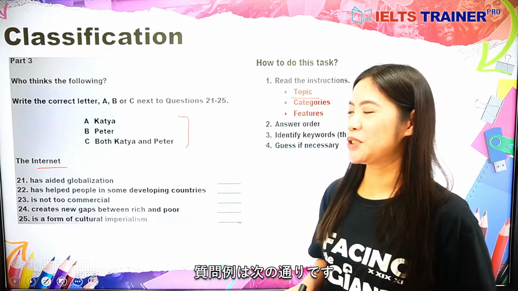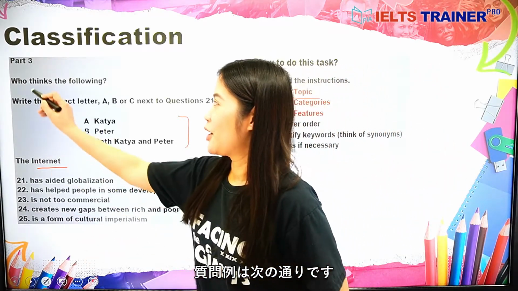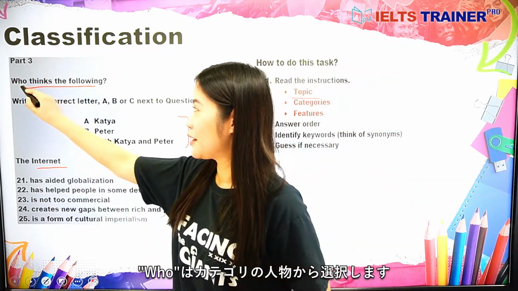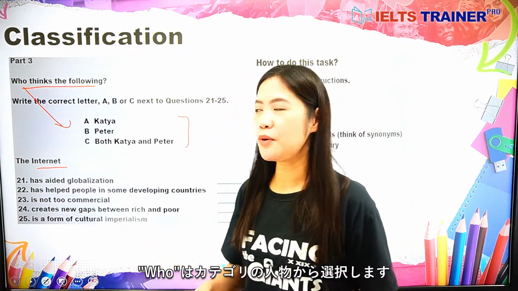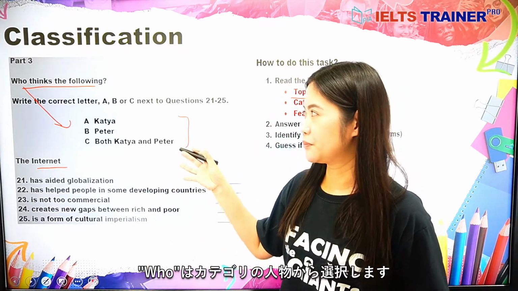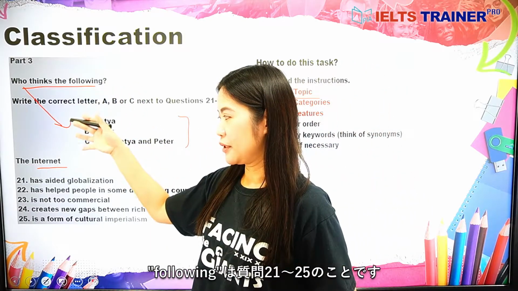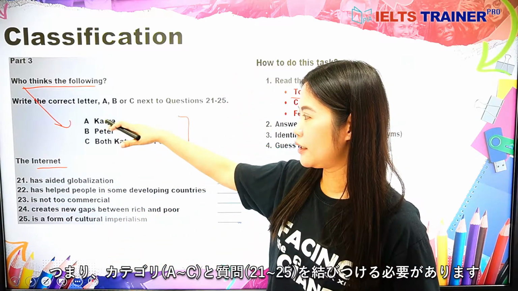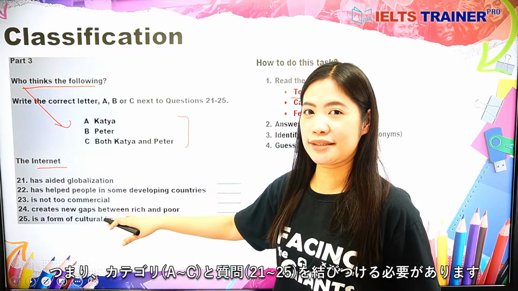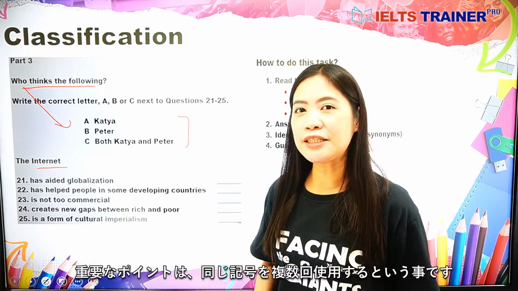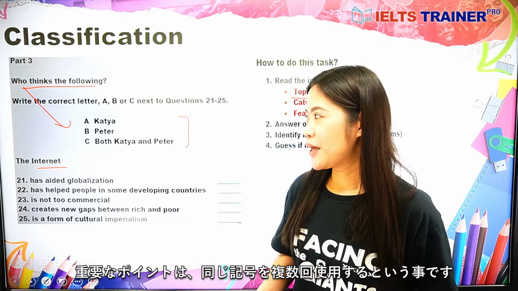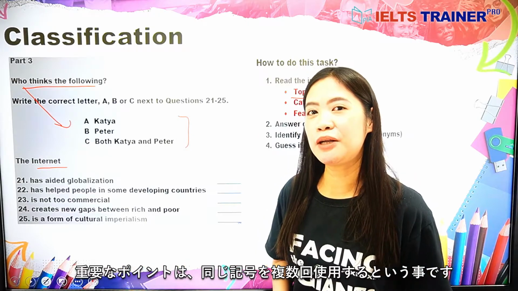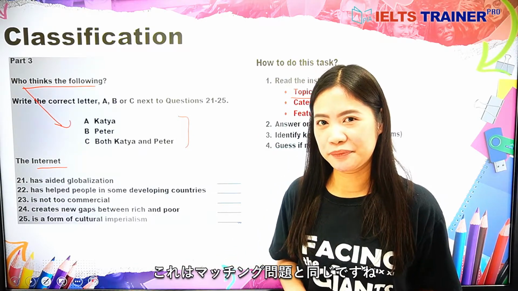The sample question is, who thinks the following? The word who refers to the categories, which are the names of people. The following refers to the features. You have to match one category to the number of features here. It is important to note that the same letters A, B, C may be used more than once, just like matching.